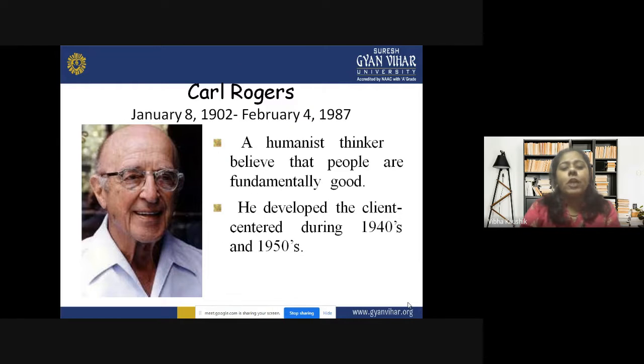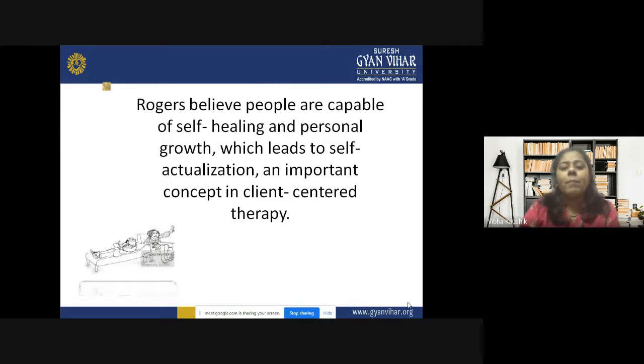Carl Rogers, January 8, 1900 to February 4, 1987, a humanistic thinker, believed that people are fundamentally good. He developed client centered therapy during the 1940s and 1950s. Rogers believed people are capable of self-healing, and personal growth, which leads to self-actualization, an important concept in client-centered therapy.